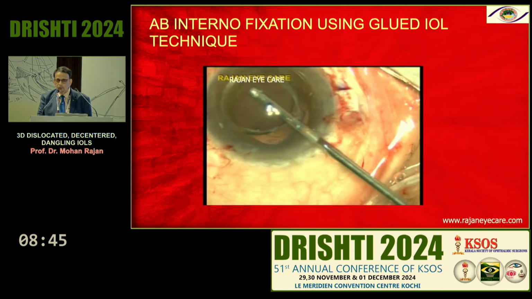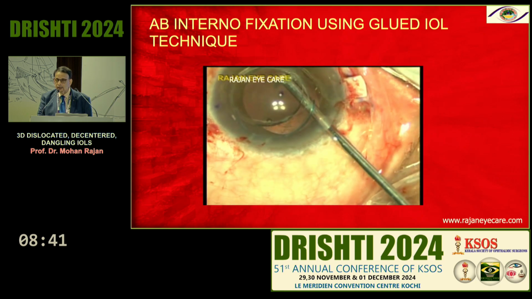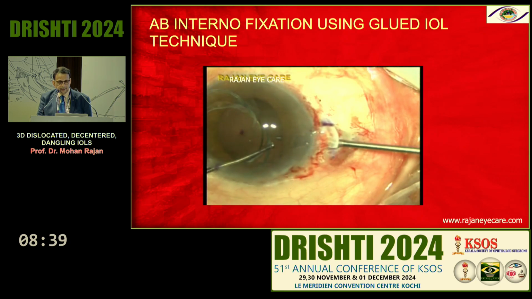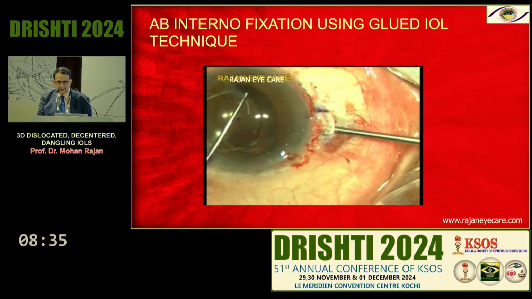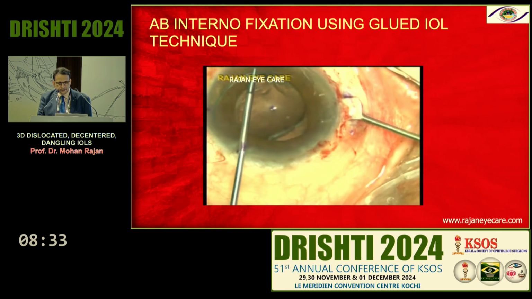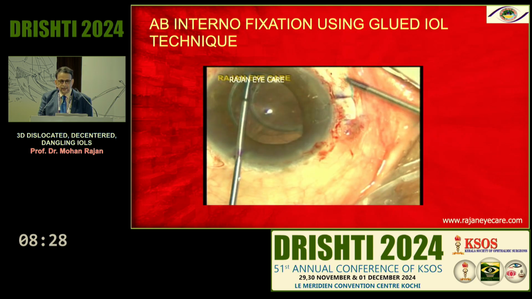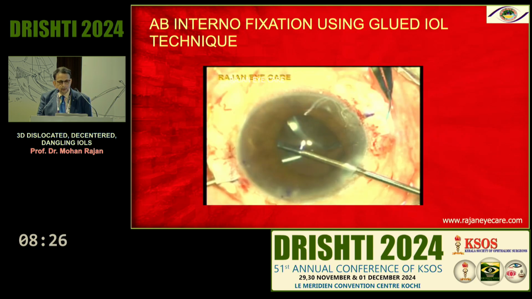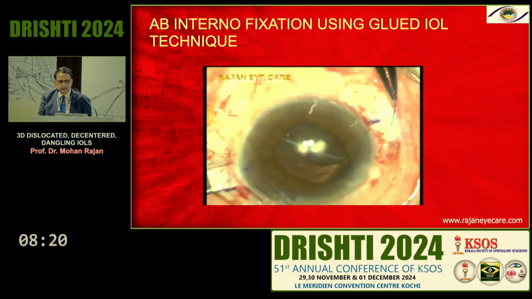Now, of course, you need to do a limited anterior vitrectomy to make sure that there is no vitreous coming in that area, and then catch the tip of the haptic. This is also the basic protocol which you need to follow in a glued IOL. Catch the tip of the haptic and bring it out, externalize it, and then go in and do the handshake technique, and don't catch the middle of the haptic. If you catch the middle of the haptic, it will break.